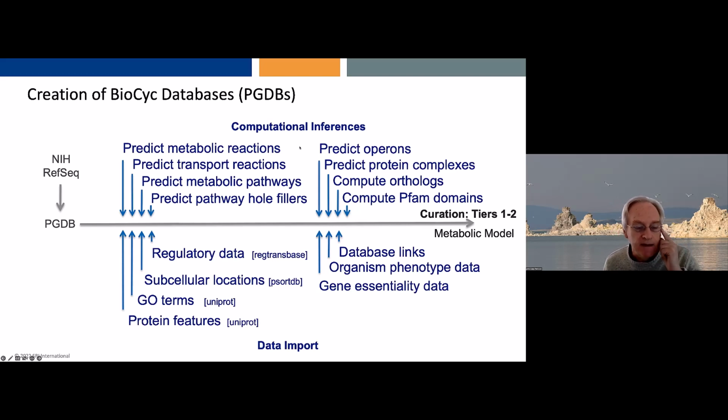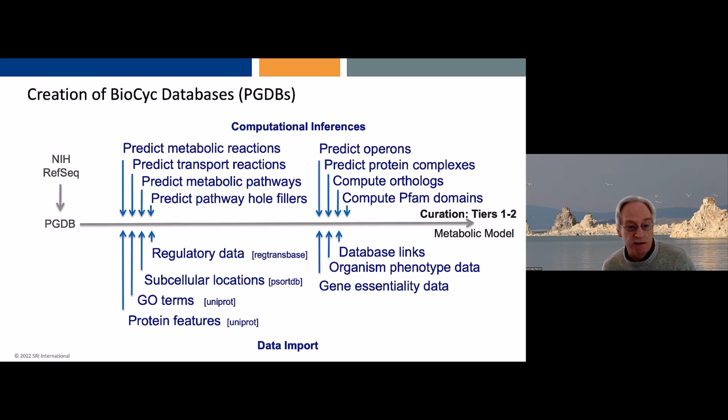Now, in a bit more detail, what are these computational inferences that we perform? They're all performed by the Pathway Tools software, and they will predict the metabolic and transport reactions present in the organism. They'll predict the metabolic pathways that those reactions give rise to. They'll predict what we call pathway hole fillers, or which genes in the genome might code for missing enzymes in these pathways. Because typically there are many pathways in any given microbe that are missing a number of enzymes.